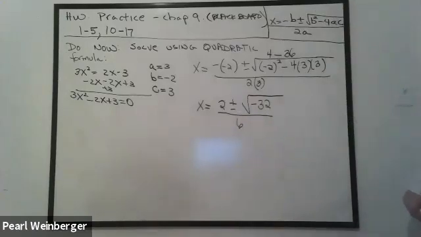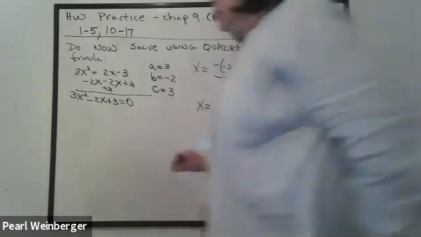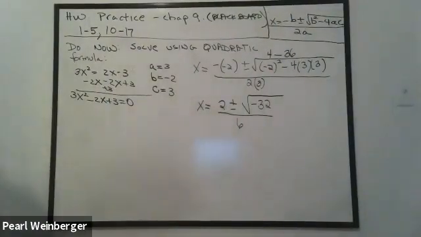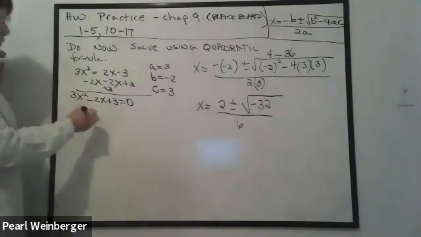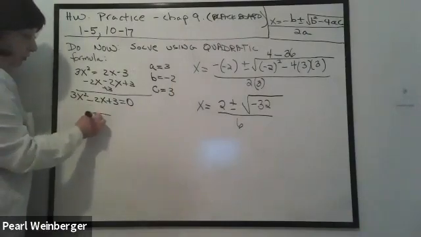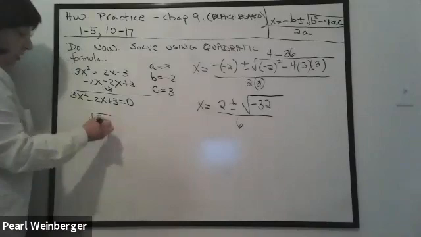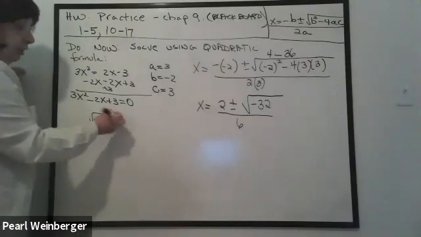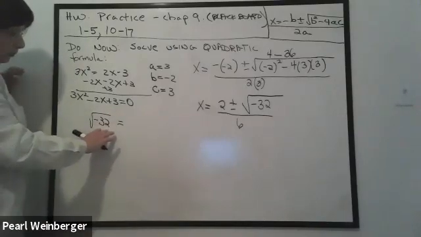And we've simplified it a lot, but the thing that we really have to work on is making sure that we simplify the radical. That's always going to be the work that we have to be very careful about. Well, let's do that over here on this side. Let's look at the square root of negative 32. Let's simplify that first.